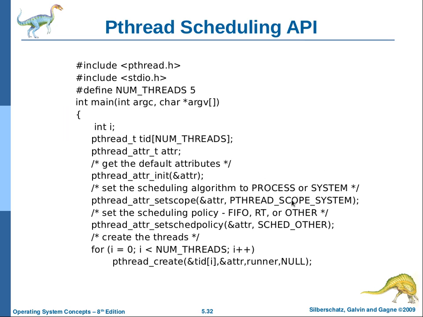Oh, here's an example. Set scope, scope system. You can actually set the scheduling policy as well. pthreads allows for first in, first out, real time, and other. So which one do you think first in, first out would be of the ones we've scheduled or used?